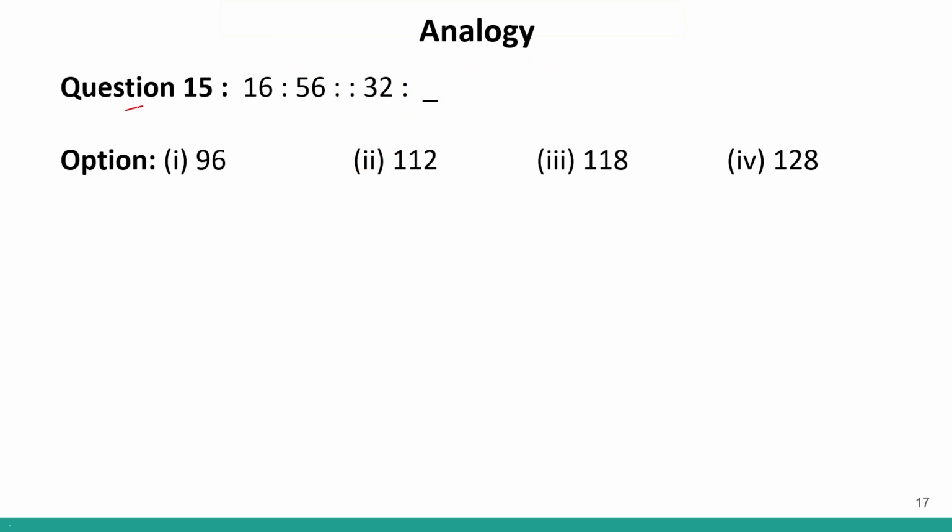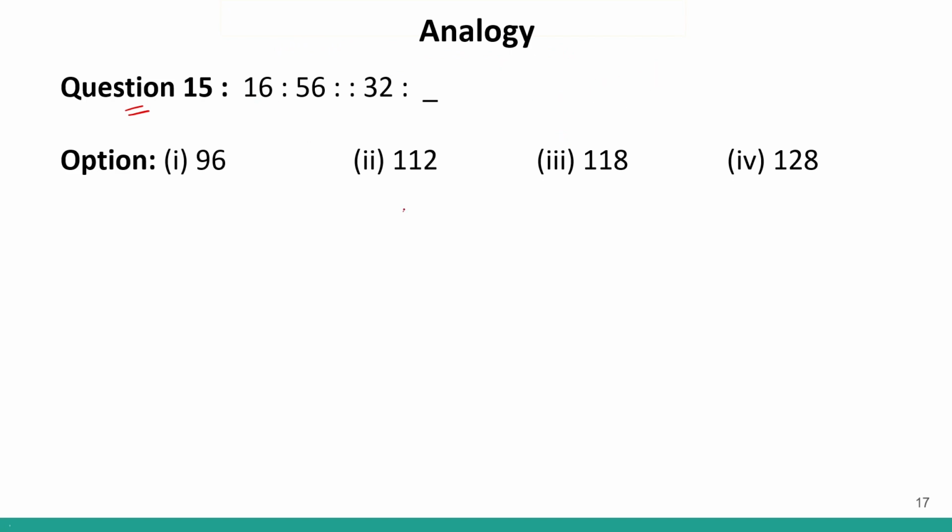Clear? Question number 15. We have 16, 15, 56, 32 and we have to find the next term. So between 16 and 56, I can see there is a difference of 40, addition of 40. So if I add 40, how much will I get? 72. Do we have a 72 in the options? No. So this is not the correct logic. So let us try it in a different way.